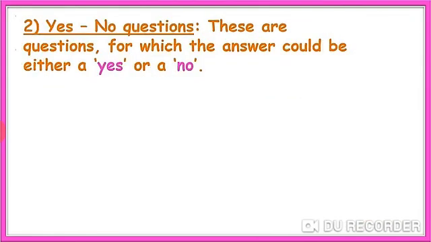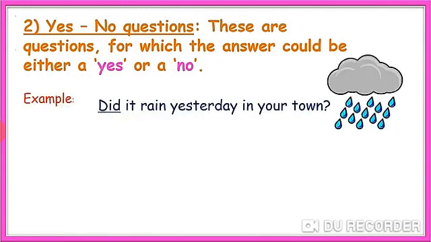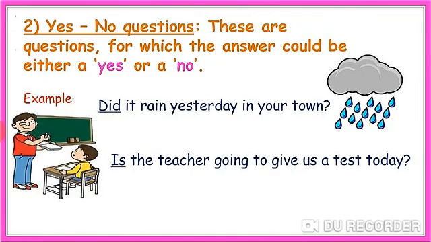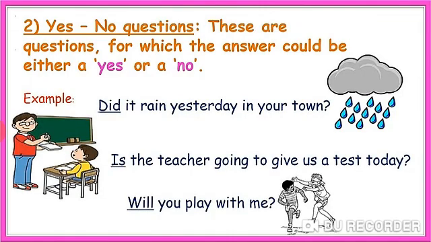The second type of interrogative sentences are yes/no questions. These are questions for which the answer could be either a yes or a no. For example, did it rain yesterday in your town? Is the teacher going to give us a test today? Will you play with me? Now kindly notice that in all these sentences, the questions do not begin with a WH word, but instead they all begin with a helping verb.